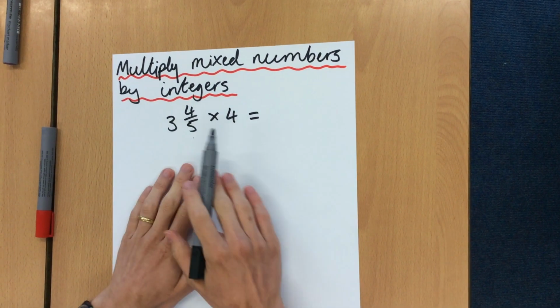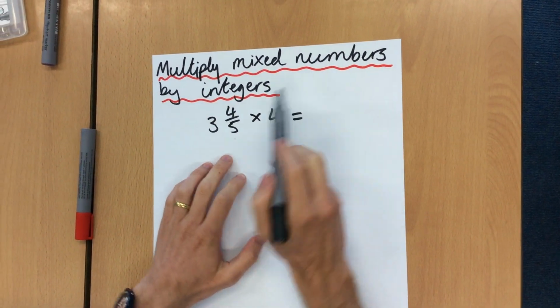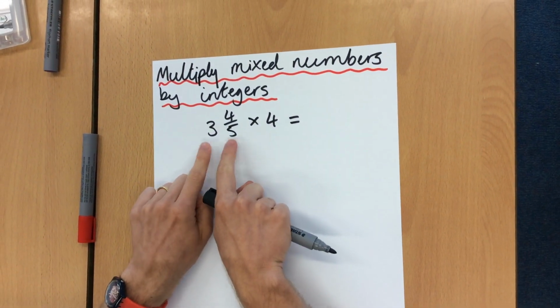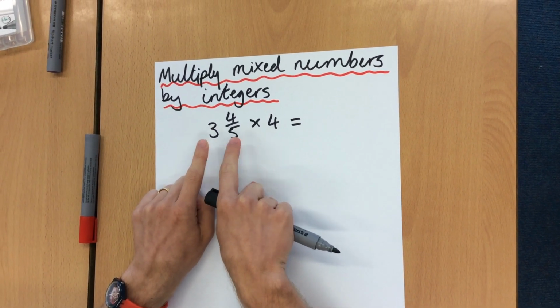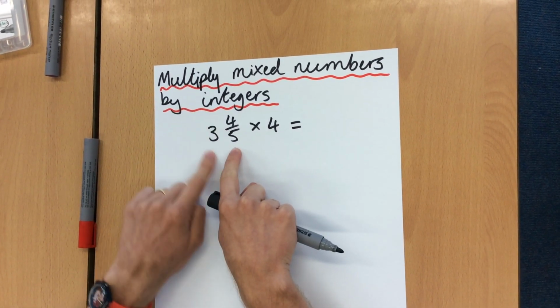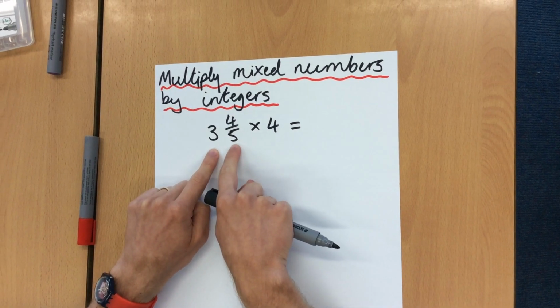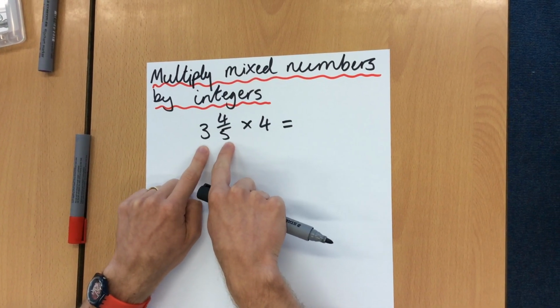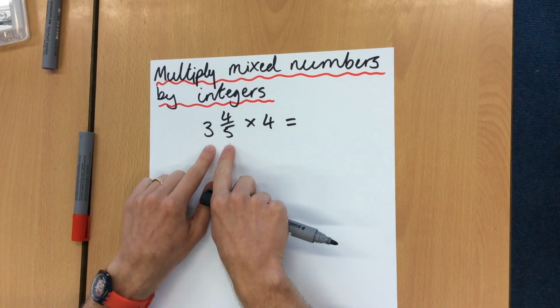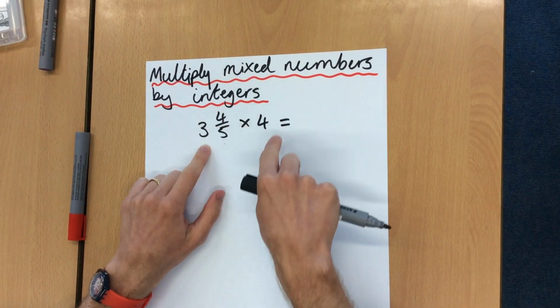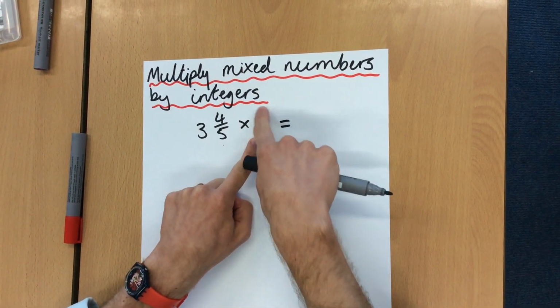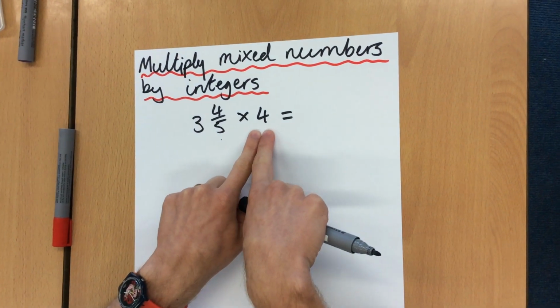So we're just going to look at some of the vocabulary. Mixed numbers, 3 4/5, this is our mixed number. It's a mixed number because we've got a whole number, an integer, and a fraction. So when you see a whole number and a fraction together like this, it's a mixed number because we've got a mixture of two. And by integers, remember integers just means a whole number.